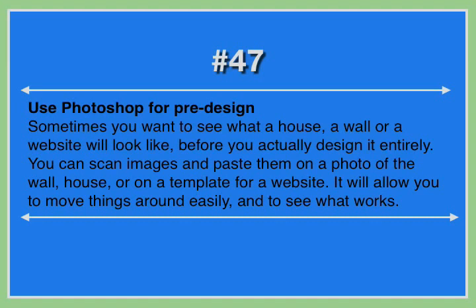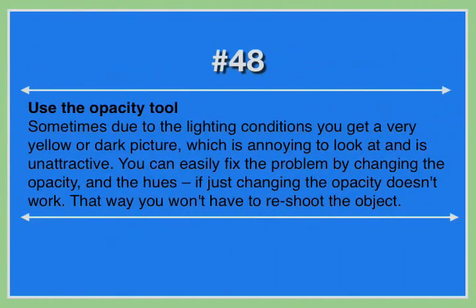Number 48. Use the opacity tool. Sometimes, due to the lighting conditions, you get a very yellow or dark picture, which is annoying to look at and is unattractive. You can easily fix the problem by changing the opacity and the hues, if just changing the opacity doesn't work. That way you won't have to reshoot the object.